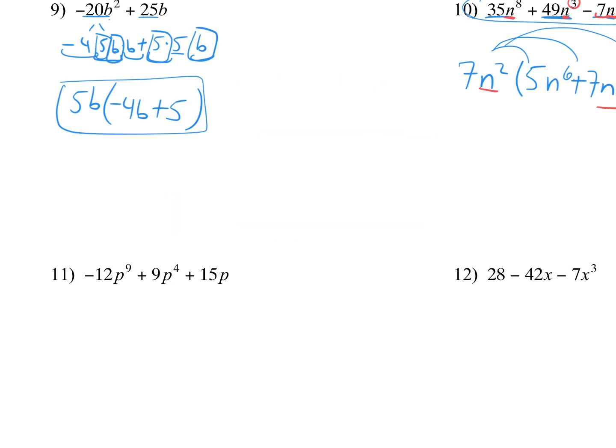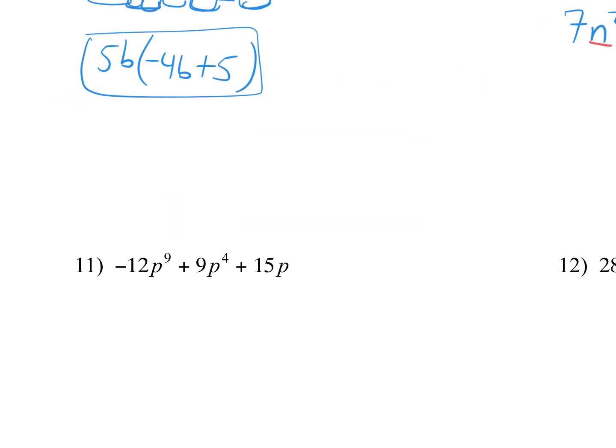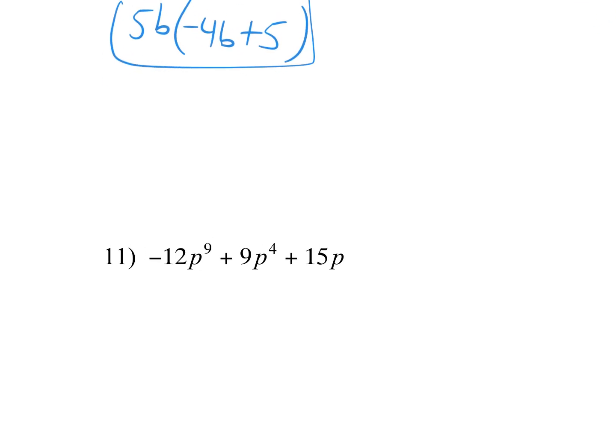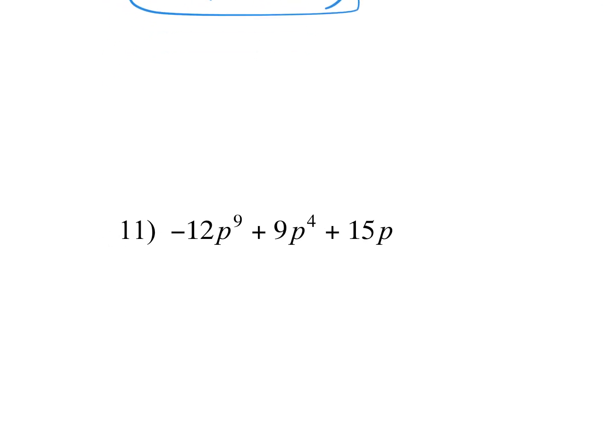All right, so number 11, if you look at the numbers, again, we can do numbers and then variables. So 12, 9, and 15, they have 3? Yeah, good, a factor of 3. So I can take out a 3. And then what about p to the 9th, p to the 4th, and p? 1. They can just share one of them.